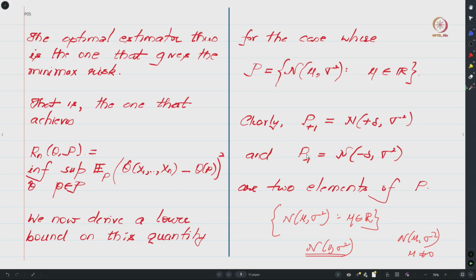So these are two specific elements within this class of distributions, and one can check that the means between them are at least 2 delta away, and this fact we will make use of in some of our later discussions. So now the question is, can we discuss the minimax risk associated with this class of distributions with regard to estimating the mean mu?